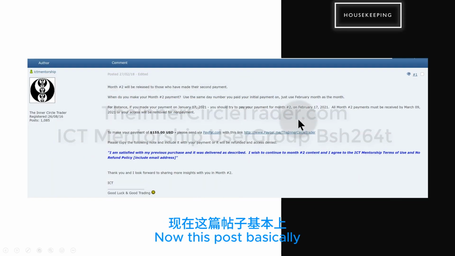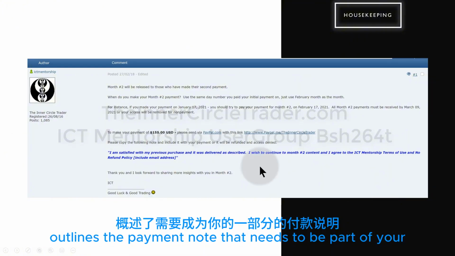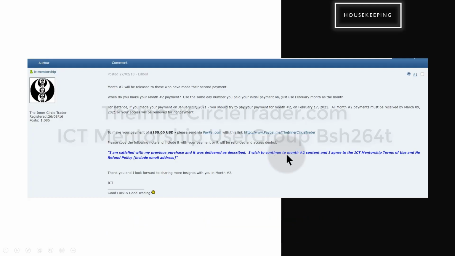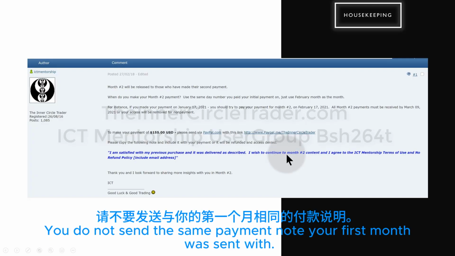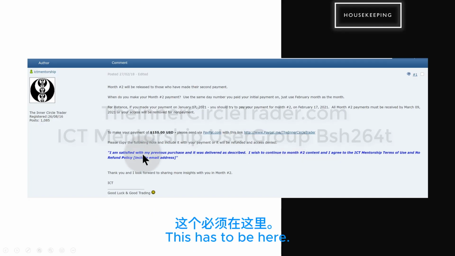Now this post basically outlines the payment note that needs to be part of your month 2 payment. You do not send the same payment note your first month was sent with. This has to be here.